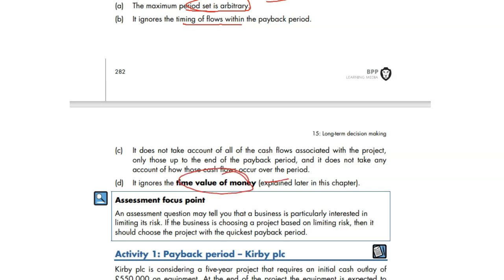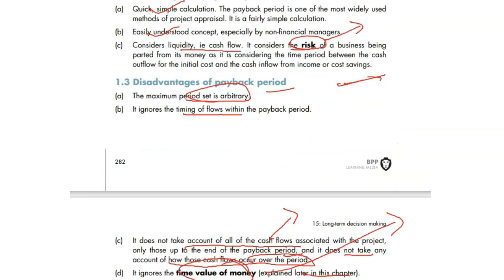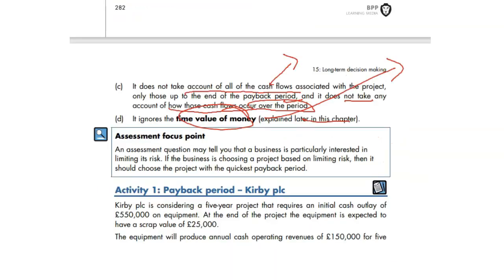Money has a time value. Over time money depreciates in value, which you're going to learn later in this chapter. It is ignored. It does not take into account the cash flows beyond the end of the payback period, and does not take any account of when cash flows occur over the period. Basically, after the payback, all the cash flows are ignored. So that is not a good thing.